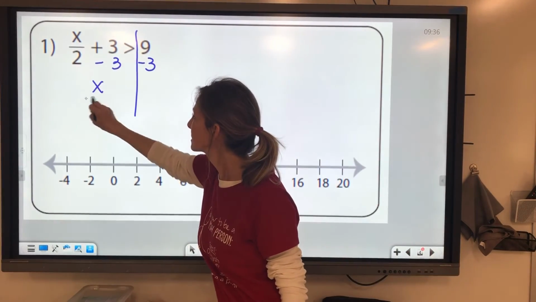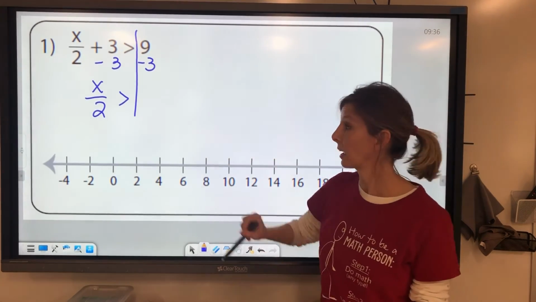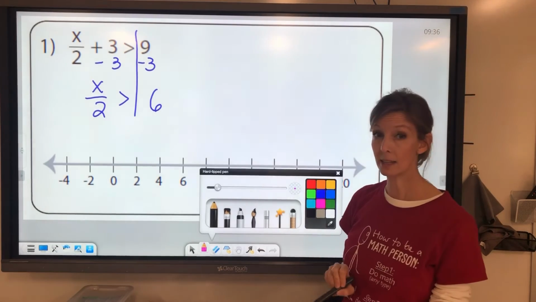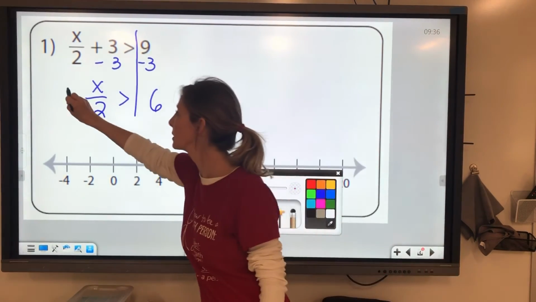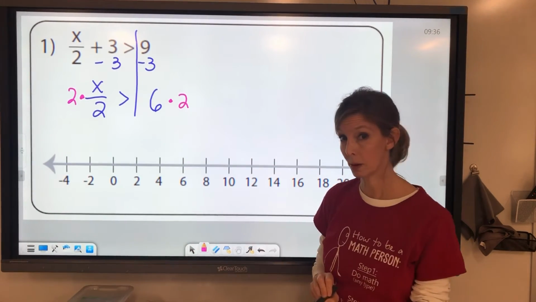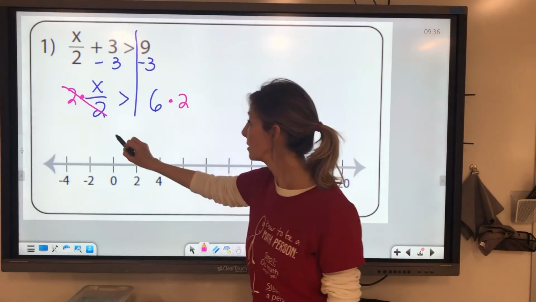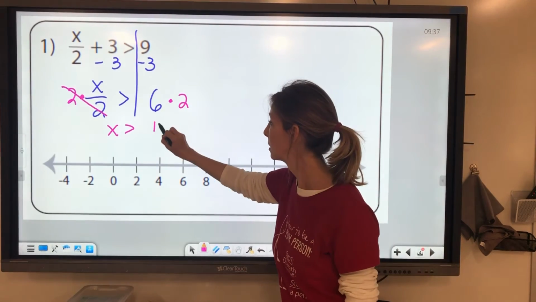We're left with x divided by 2 is greater than 6. All right, not quite done yet. How do we get x by itself? Well, right now it's being divided by 2, so we're going to multiply by 2 on both sides. Our 2's cancel each other out. X is greater than 12.